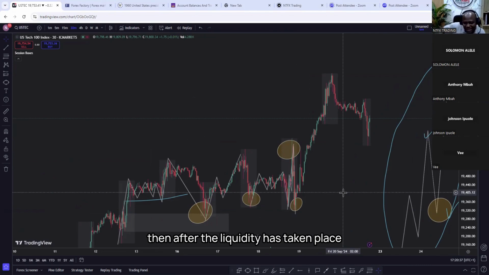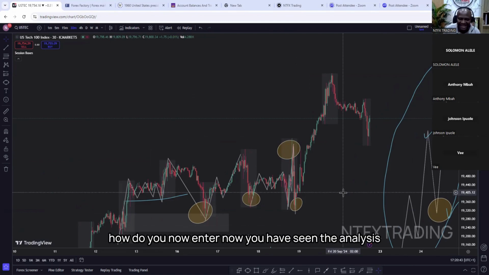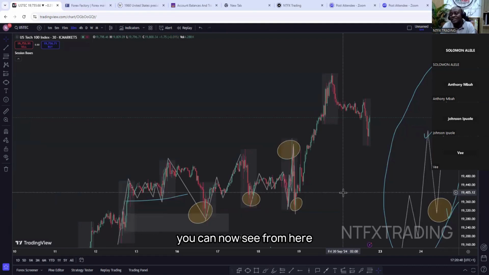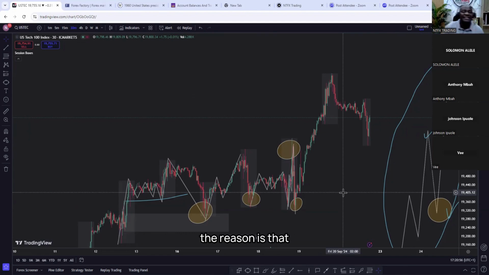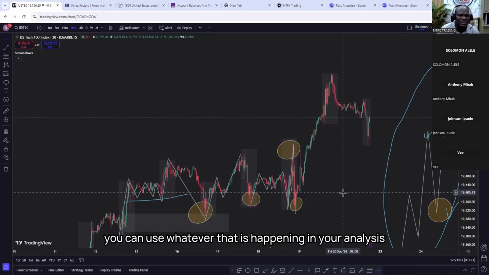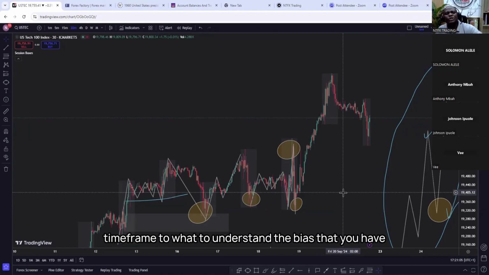Then after the liquidity has taken place, how do you now enter? Now you have seen the analysis, how it should be done. So you can now see from here that even if you don't know anything, you are the dullest in your family, you can be successful in forex trading. The reason is that even if you don't know about your bias, whether you are buying or selling, you can use whatever is happening in your analysis time frame to understand the bias that you have.